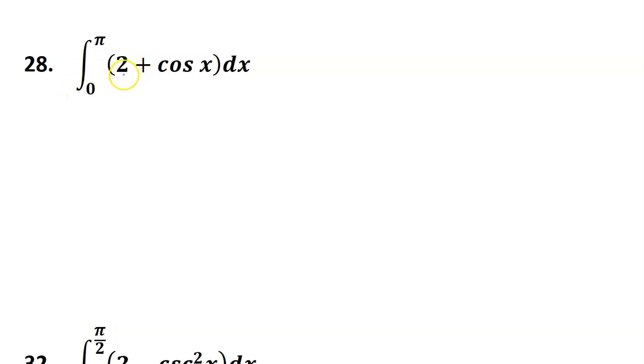Number 28, as we integrate term by term, the integral of 2 is going to be 2x. The integral of cosine is sine. So we have 2x plus sine x. So here are my limits of integration. So we will evaluate from 0 to pi. Here's where we subtract the value at the upper limit minus the value at the lower limit.